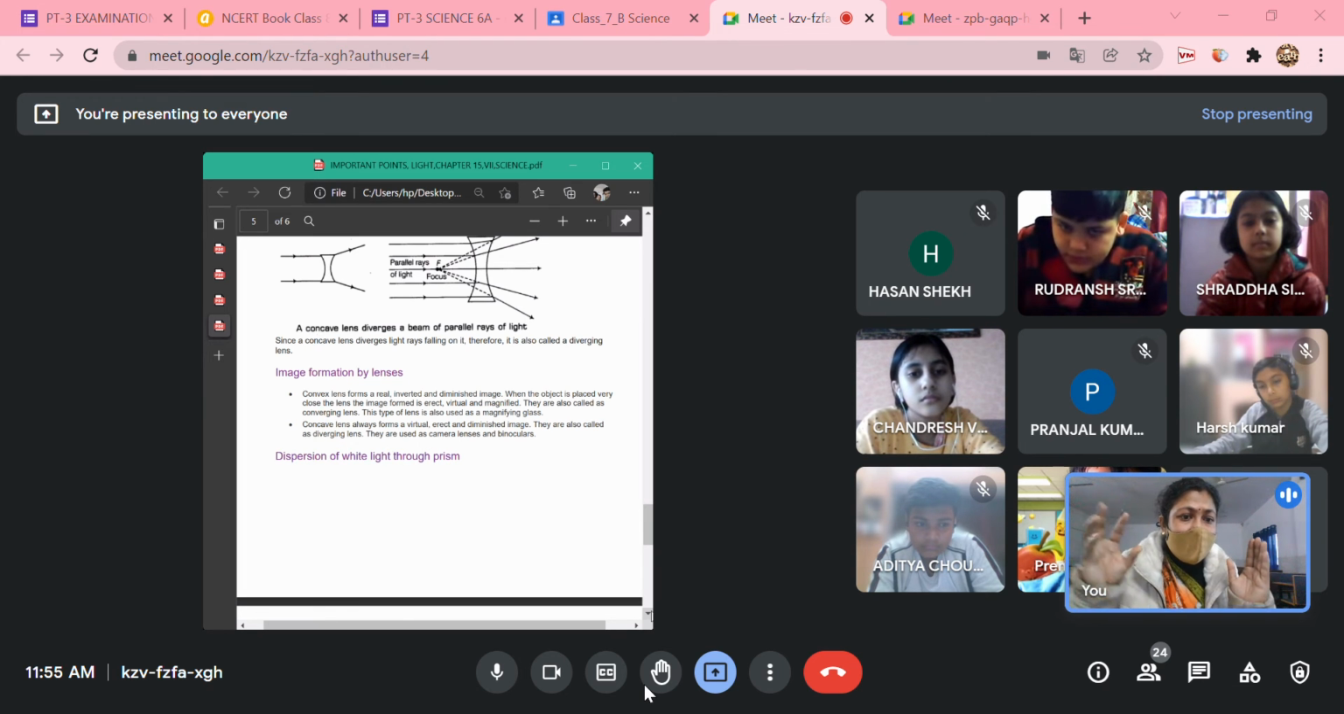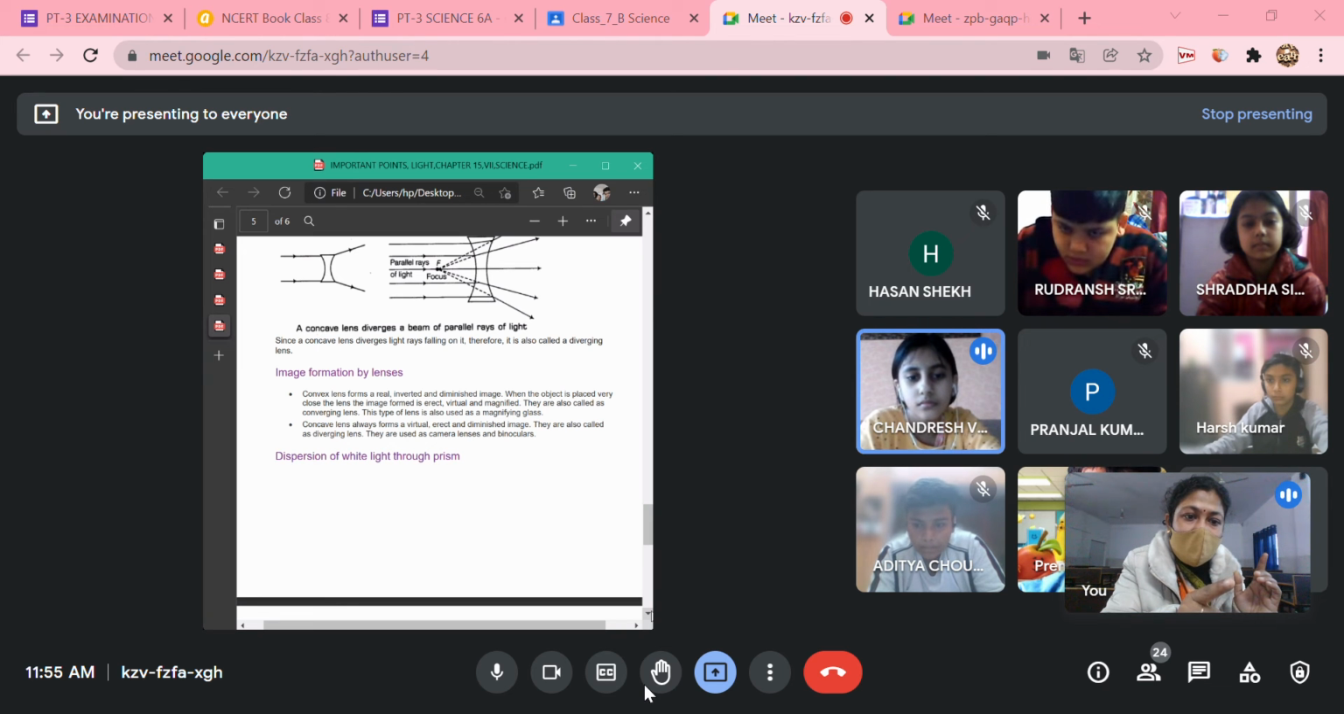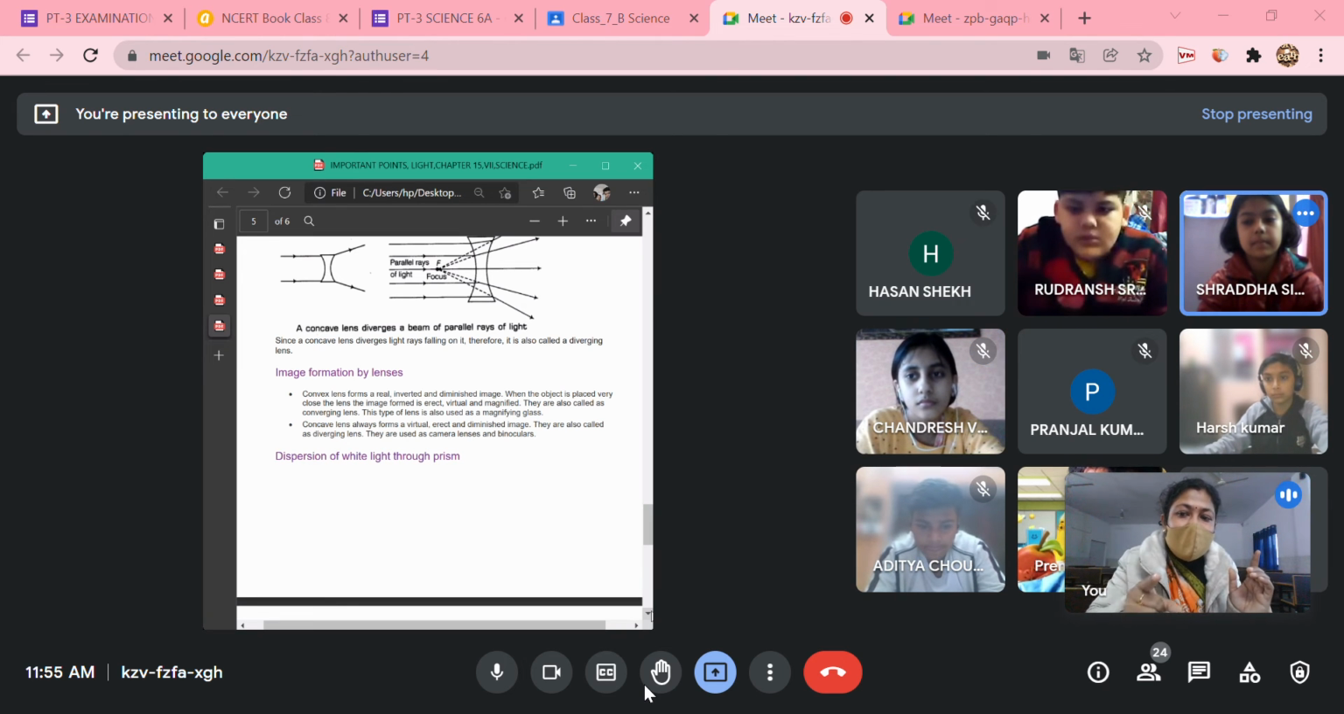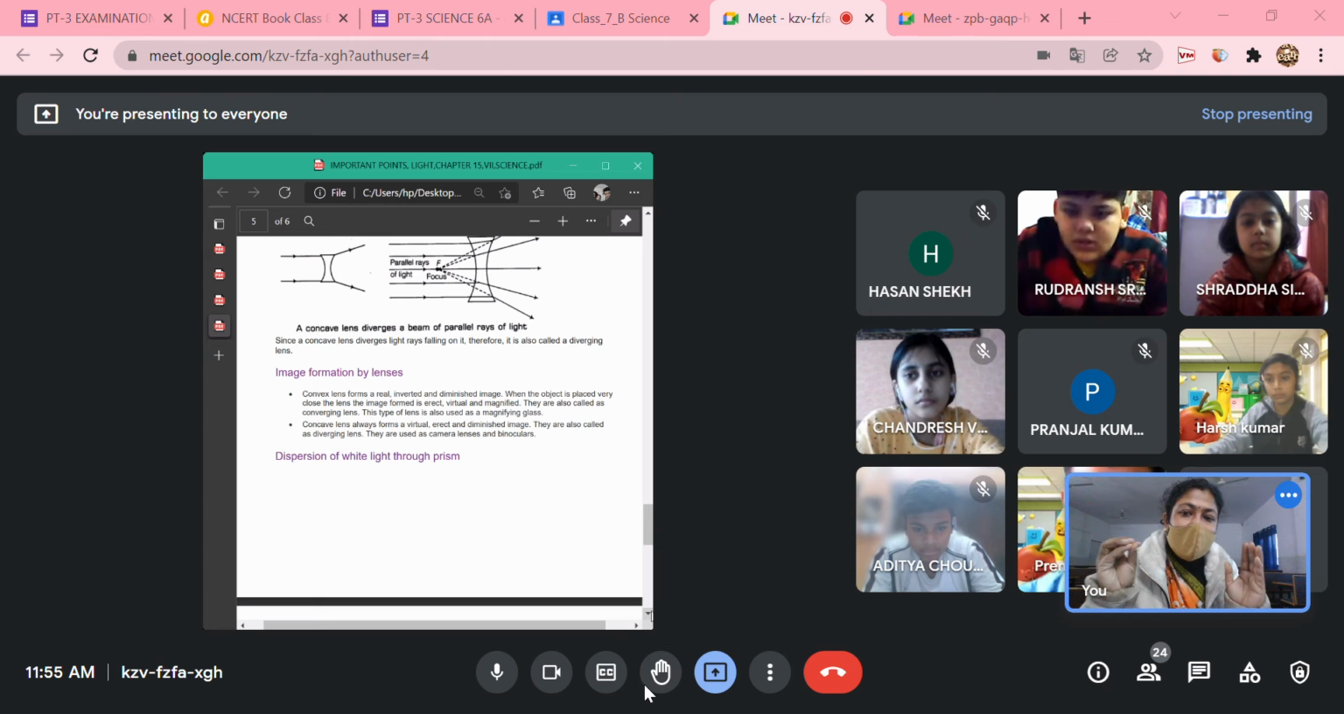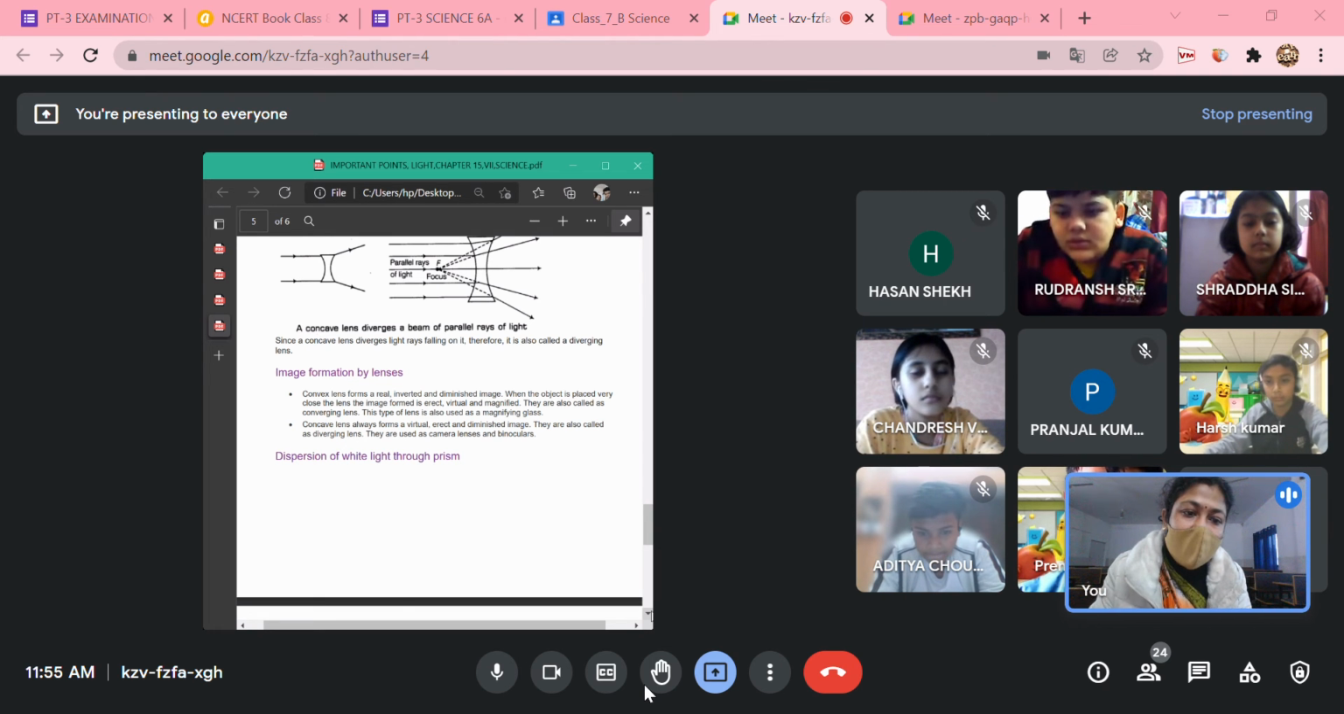But in one condition with a convex lens, the image will be formed as virtual, like a concave mirror. In concave mirror we said that if the object is very near to the mirror, it will form a virtual image. Similarly, in case of a convex lens, if the object is very near to the lens, then also a virtual image will be formed.